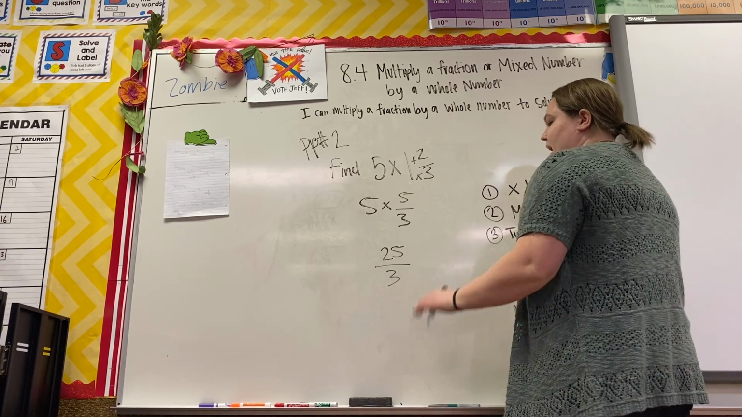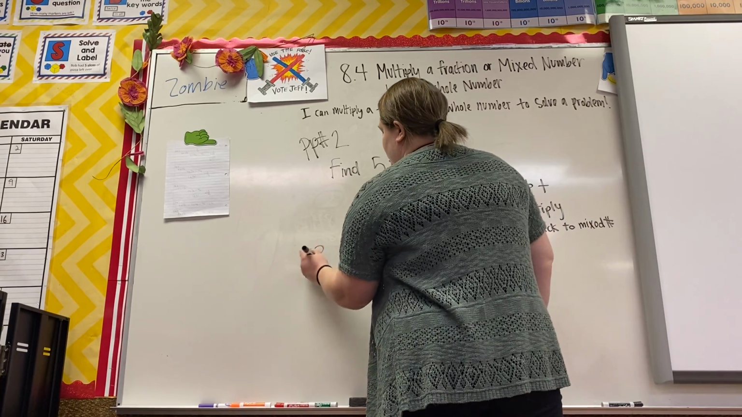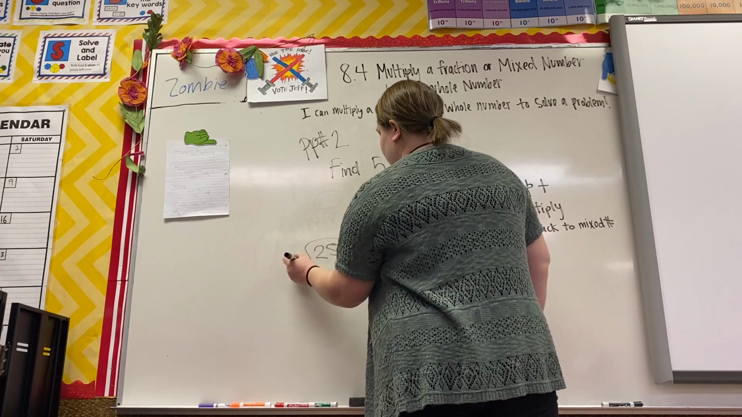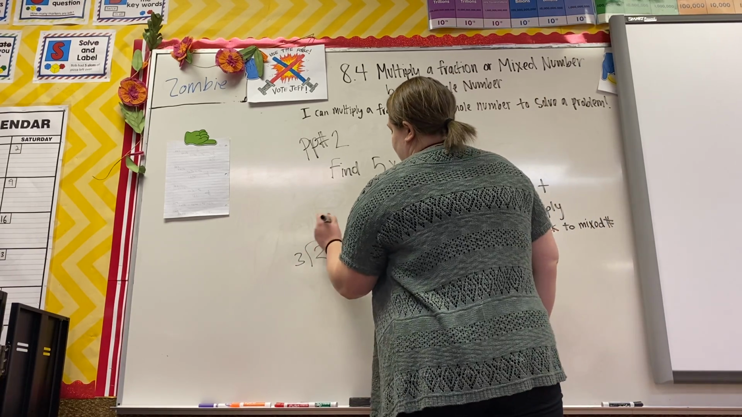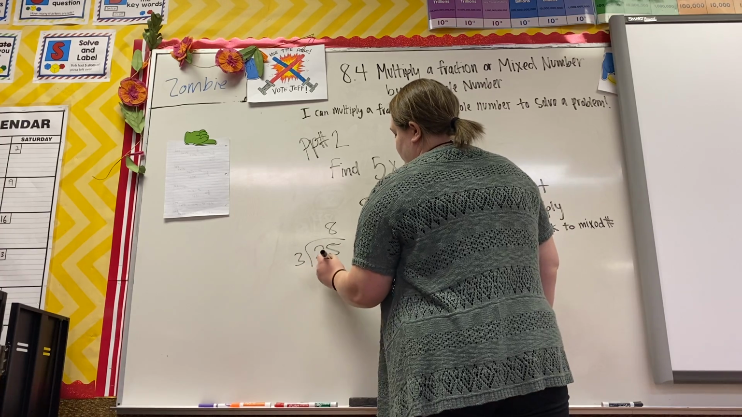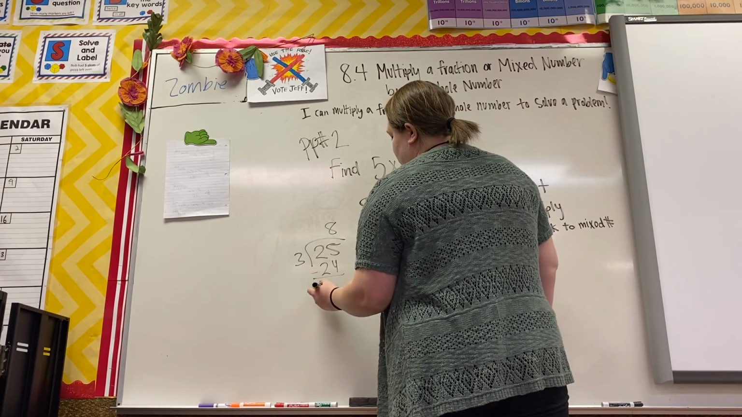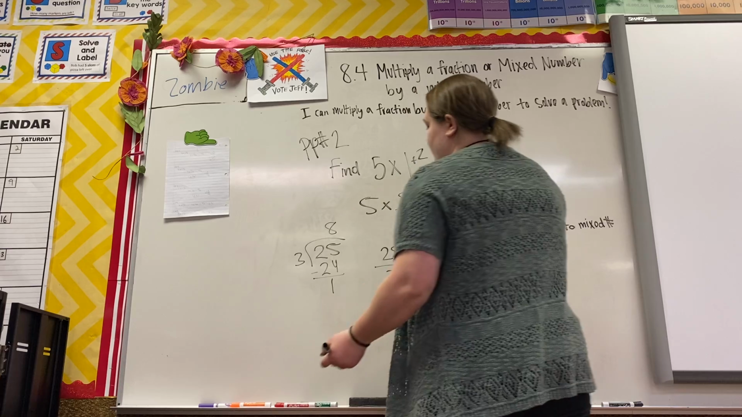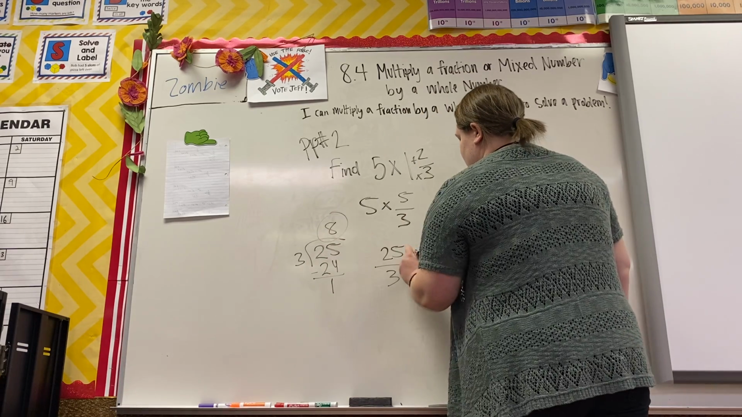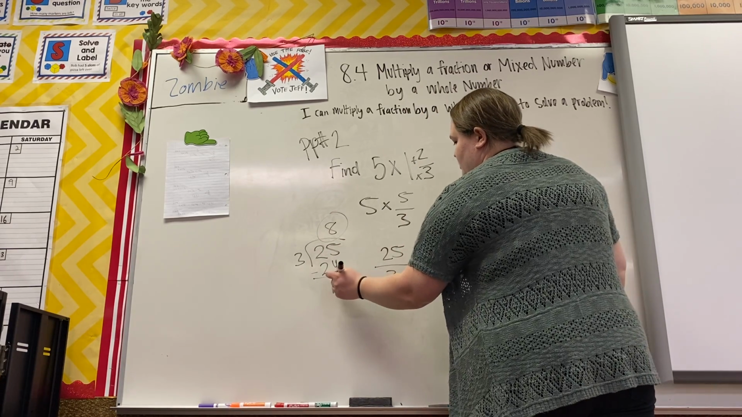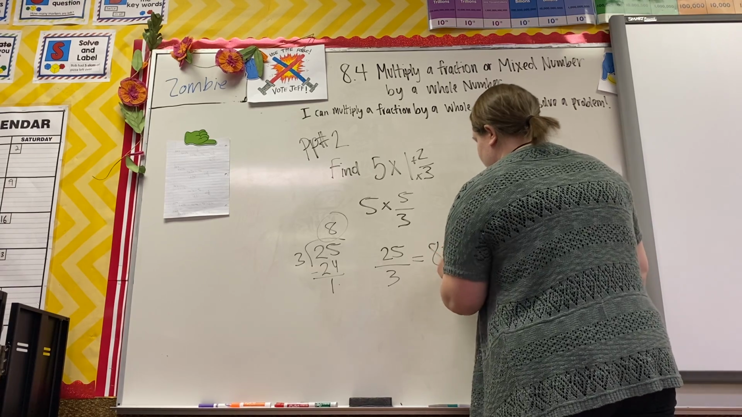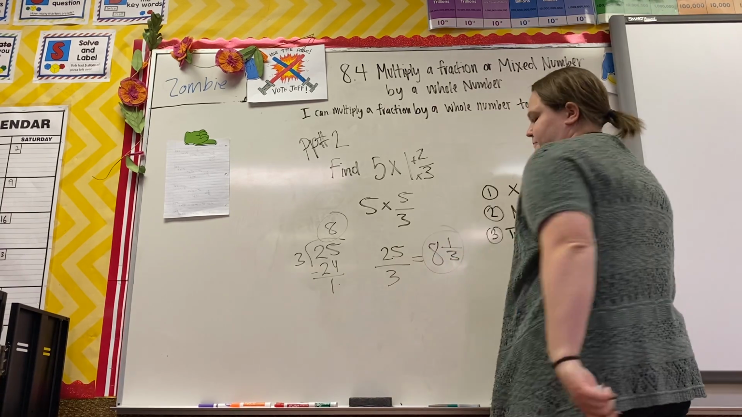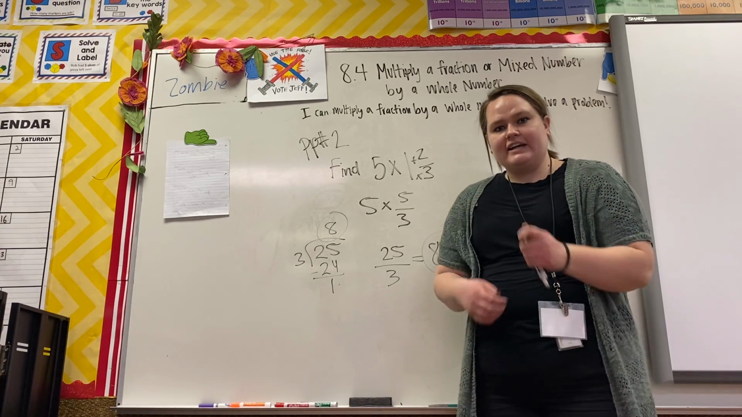Now I'm going to turn it back into a mixed number. So 25 divided by 3. 3 can go into 25 8 times. 3 times 8 is 24. 25, take away 24 is 1. So I have 8 and 1 over 3. Oops, not 1 over 1, 1 over 3. And that is my answer. Hopefully you got it right.